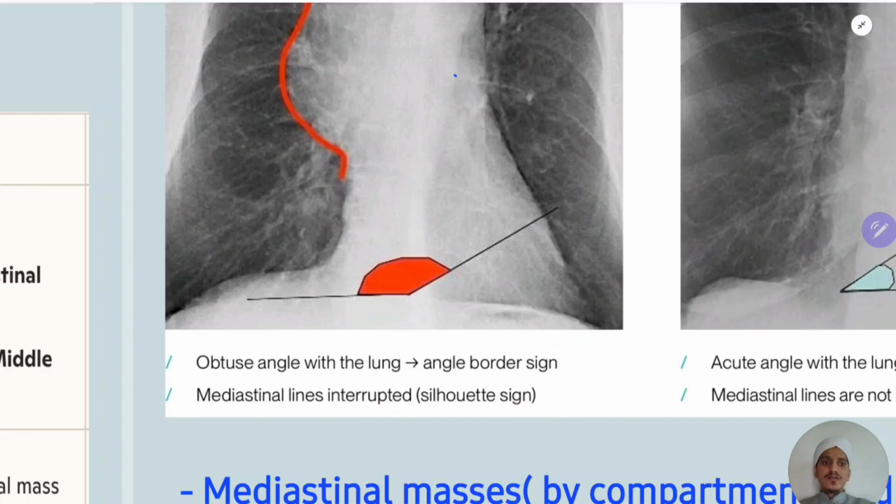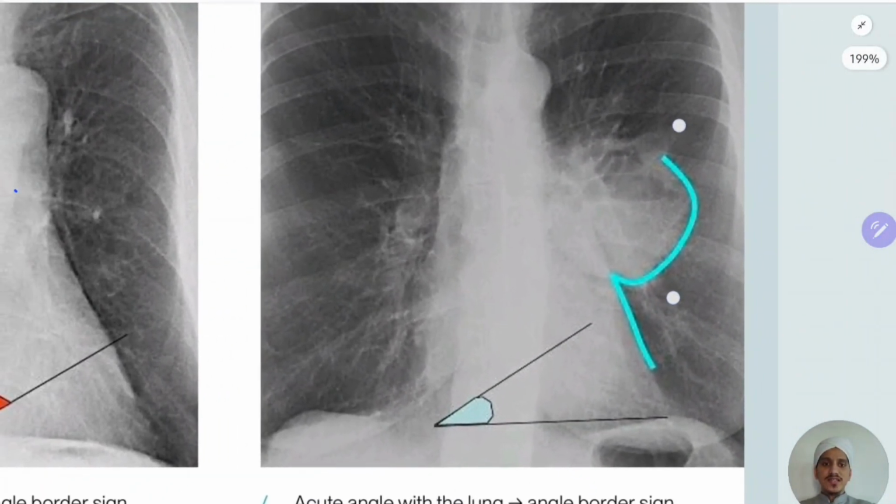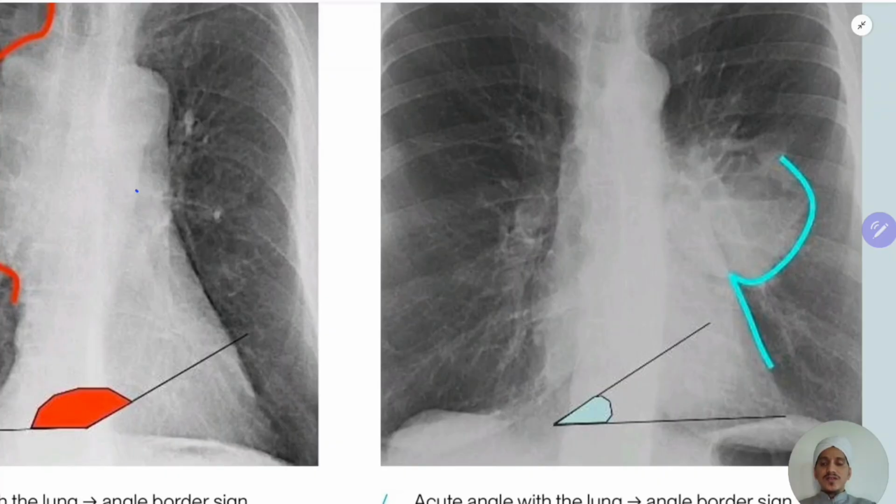Now you see this chest X-ray. You are able to make out it is not a collapse, because everything will be pulled towards a collapse. You just draw a line here and a line here, like this, because at this point it is in this manner. So this is less than 90 degrees, that means it is an acute angle. So that means it is a pulmonary mass. What is it? It is a pulmonary mass.